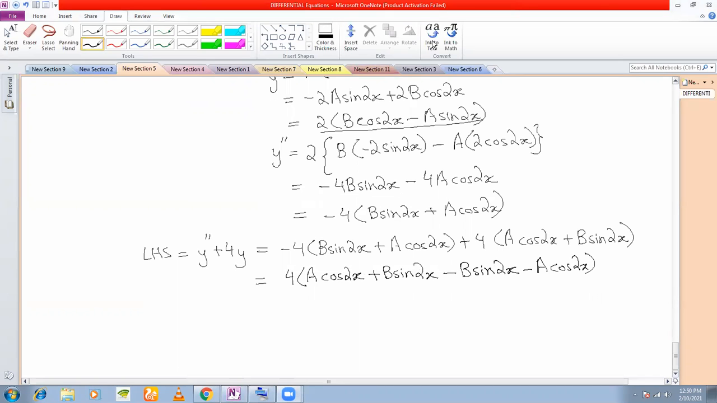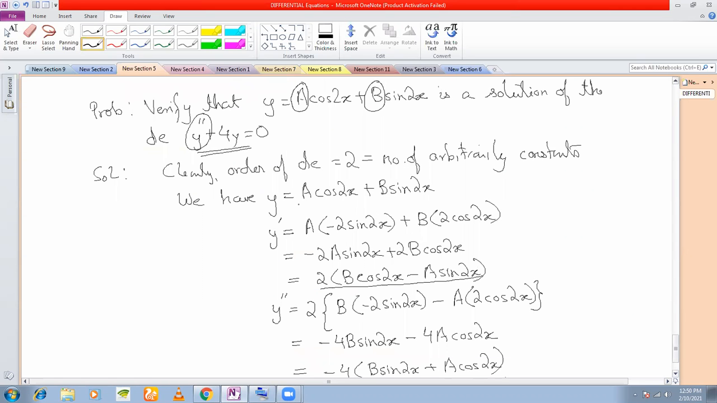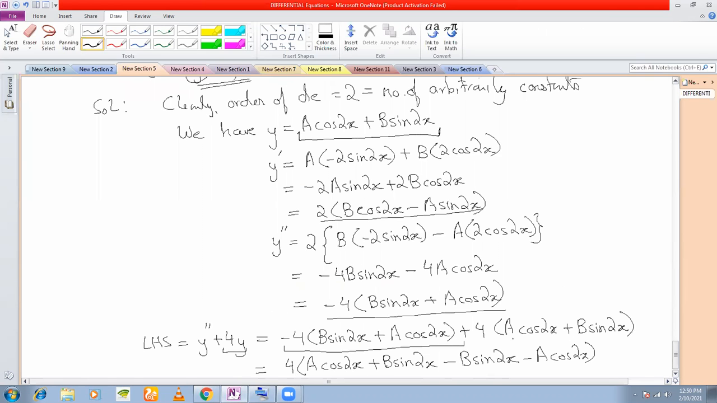So now in order to verify that this is a solution, you put the value of y double dash. Y double dash, we have found to be this. So we put the value of y double dash here. And you have plus 4y also here. And you know y is given to be a cos 2x plus b sin 2x. So instead of 4y, plus 4 into, put the value of y, a cos 2x plus b sin 2x.